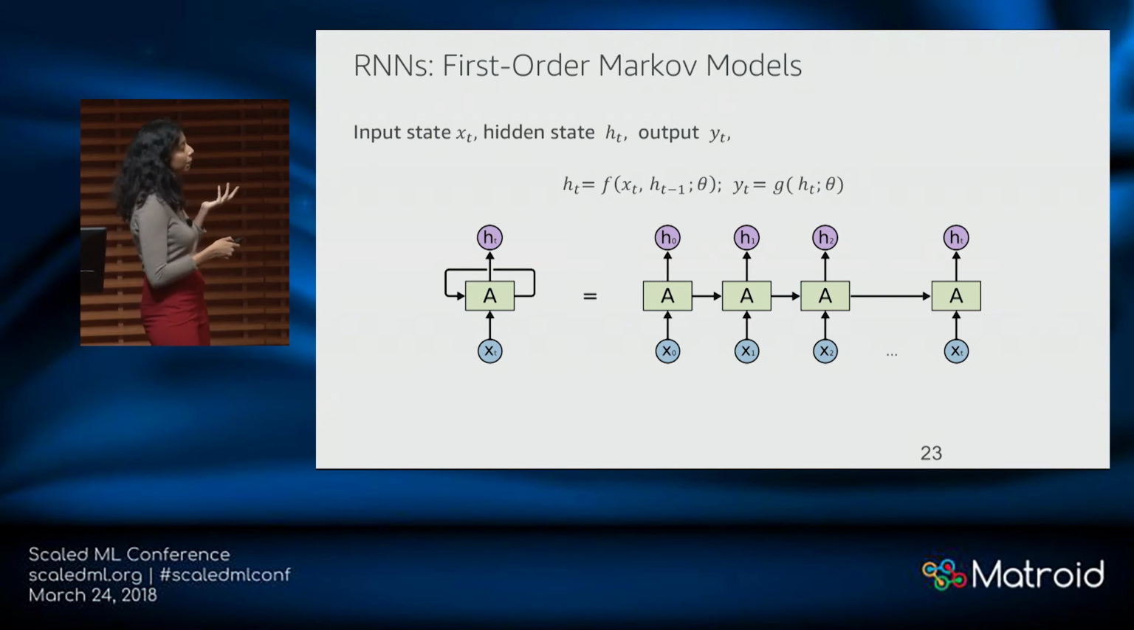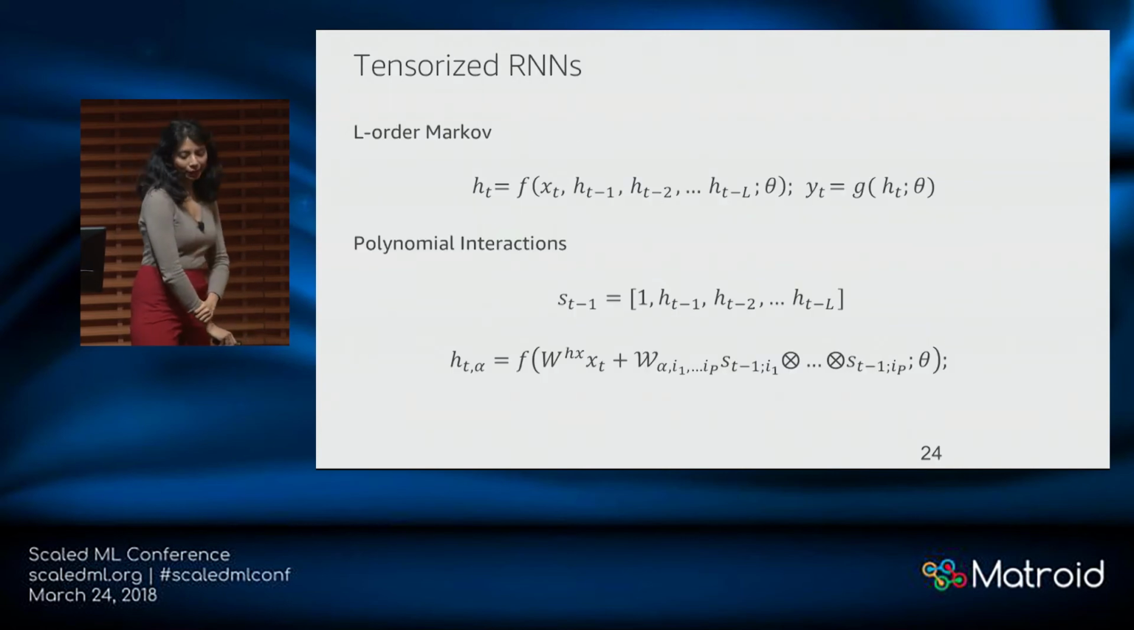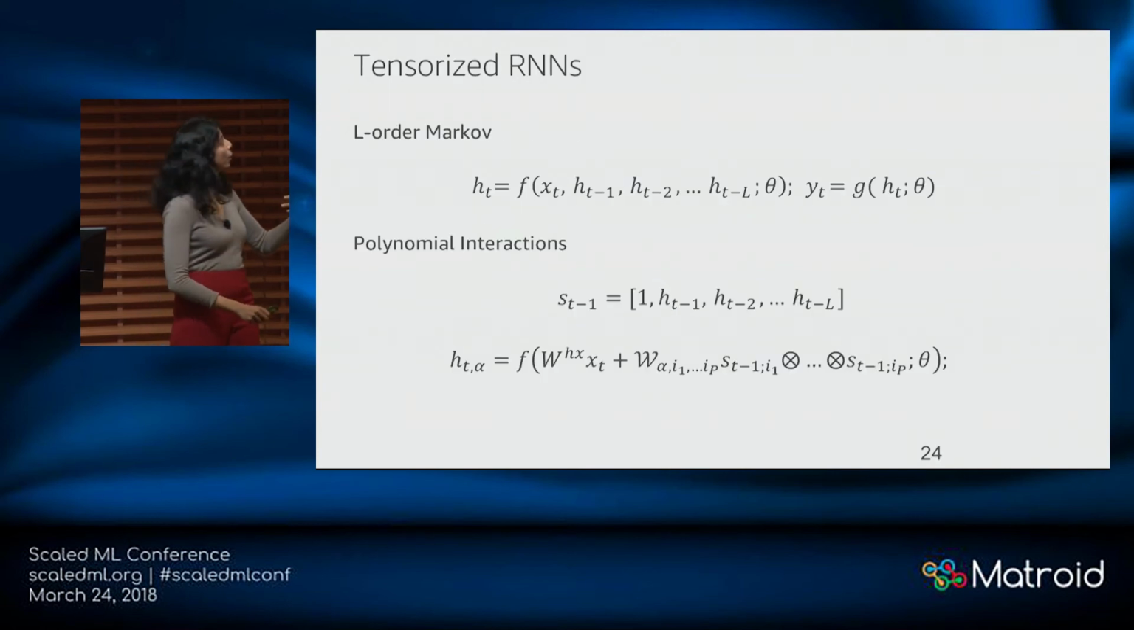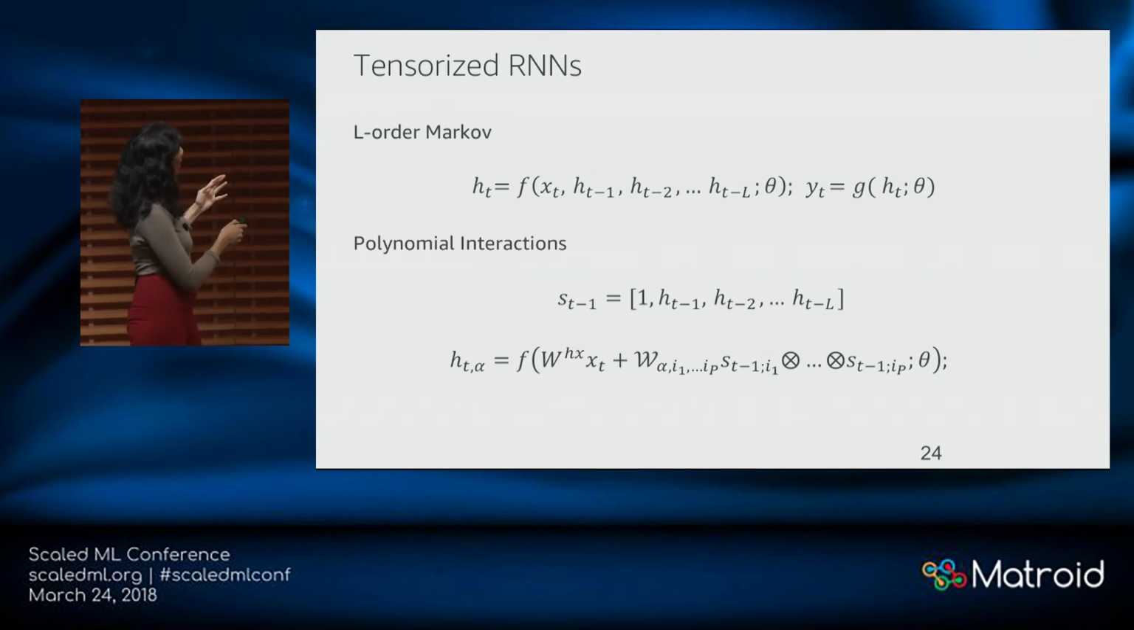So you could think of it as a first order Markov because this state is all that matters to propagate forward, right? Everything you want to know about the past is incorporated into this state. But then, you can also think of a higher order model where you also take the past states and incorporate them together.